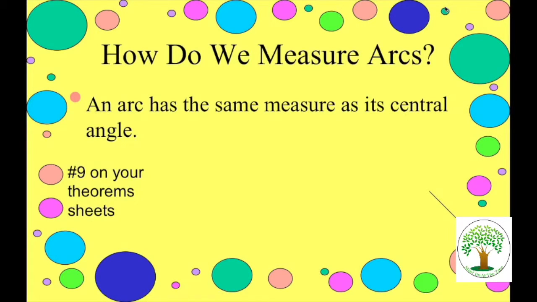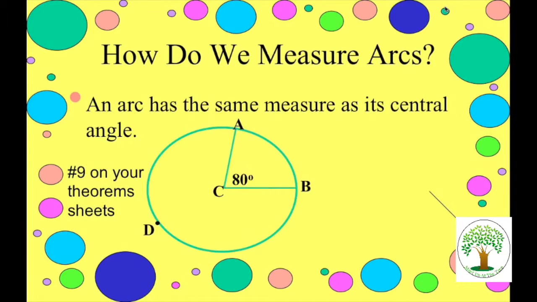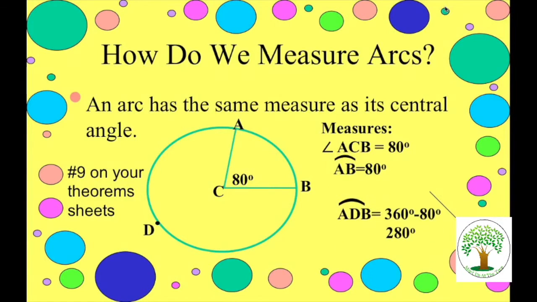An arc has the same measure as its central angle. So, if this angle is an 80-degree angle, arc AB is an 80-degree arc. Okay? So that means if angle ACB equals 80, then arc AB is 80 degrees.